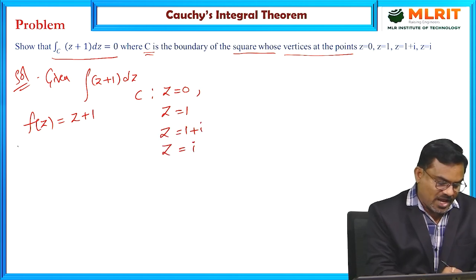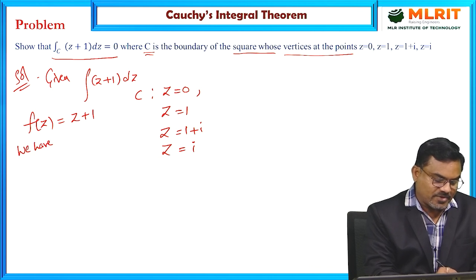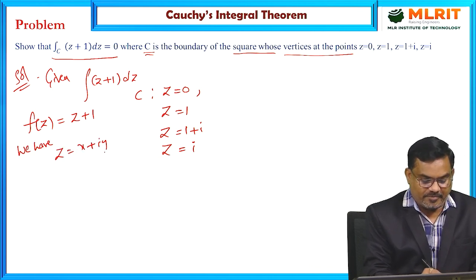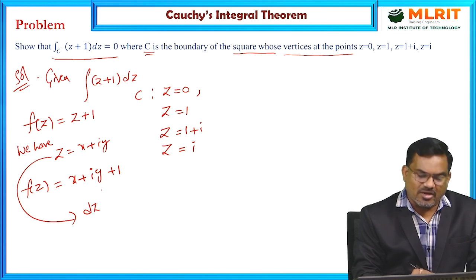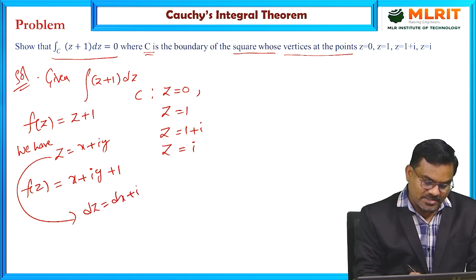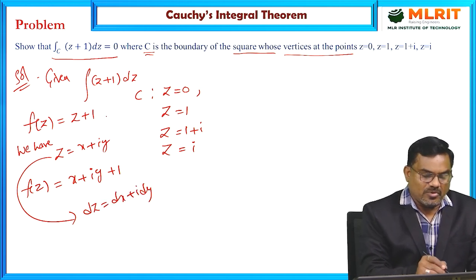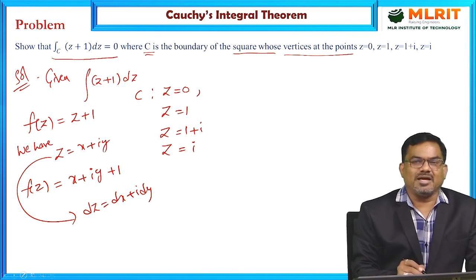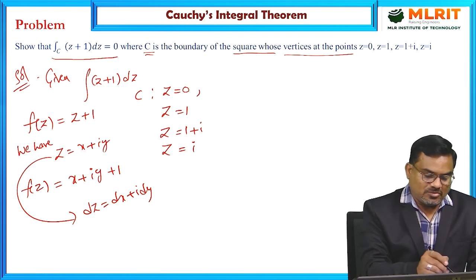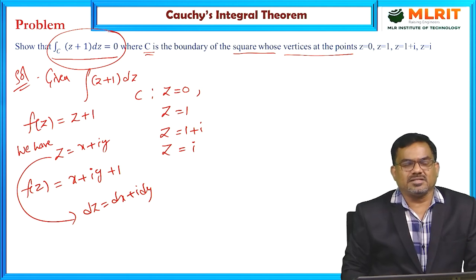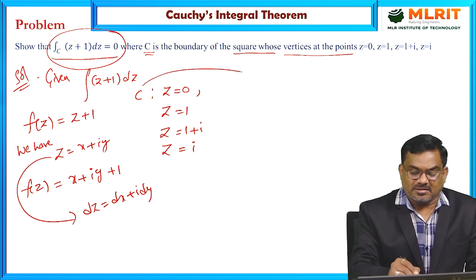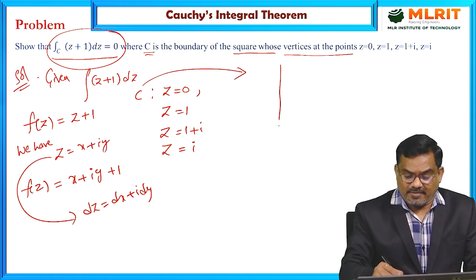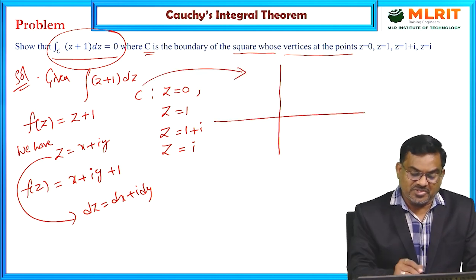And here we have the complex variable z in the form of x plus iy. So f of z can be written as x plus iy plus 1. Now from this we can find dz also. So dz is dx plus I dy. And we need to find the LHS, integral f of z dz, and to prove that LHS is equal to the RHS 0.